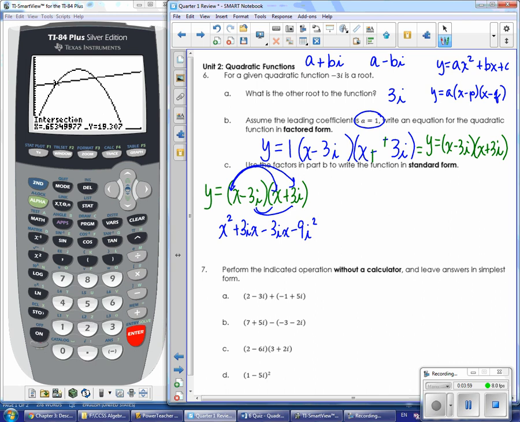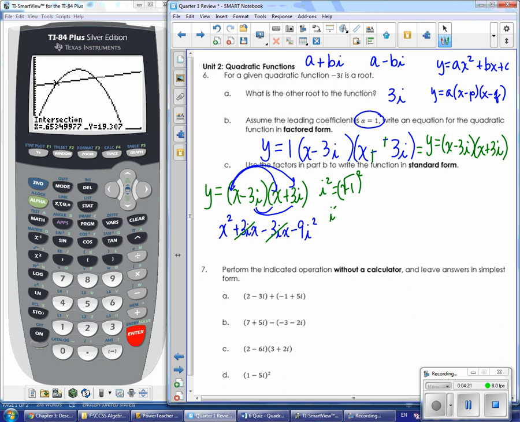When you start to simplify, you should hopefully notice that your 3ix and negative 3ix are going to cancel. The other thing you have to remember when you're simplifying this expression is that i squared is not imaginary. i squared is going to be the square root of negative 1 squared. And when you simplify that, the square and the square root are going to cancel each other.